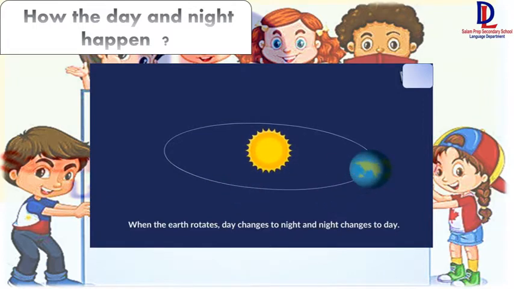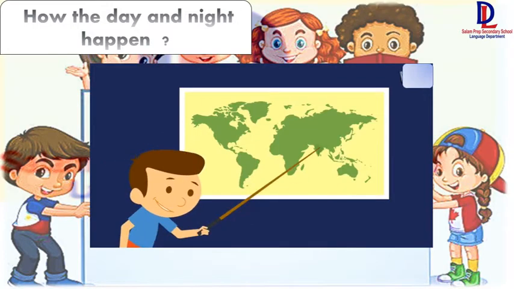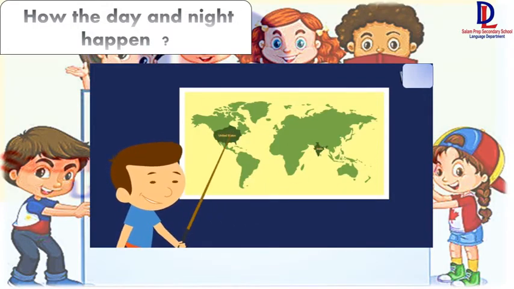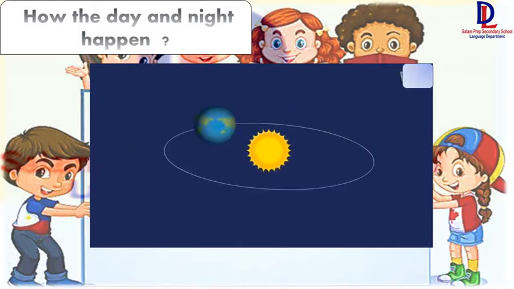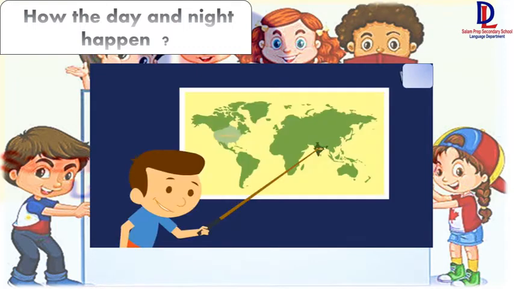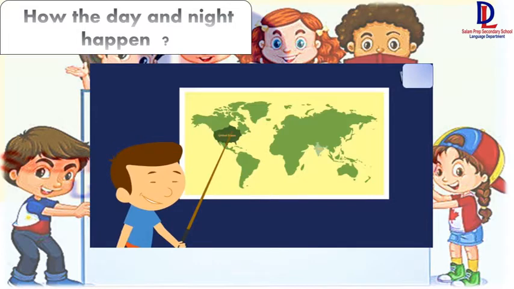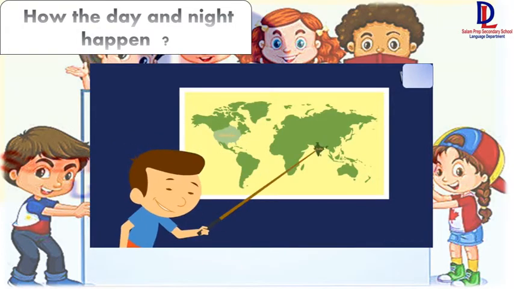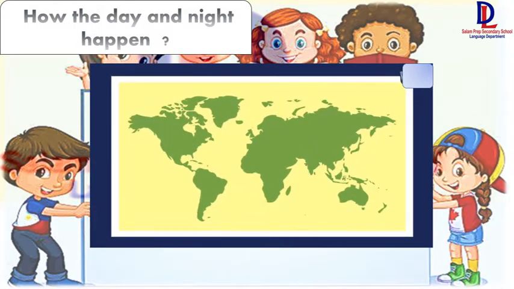Pretty cool. Look at this map. India and the United States are on opposite sides. The Earth takes a whole day to make one rotation, which is a total of 24 hours. That's why when there is day in India, there is night in the United States. And when there is day in the United States, there is night in India. Similarly, when there is day in China, there's night in Colombia, because these are situated on opposite sides of the Earth.